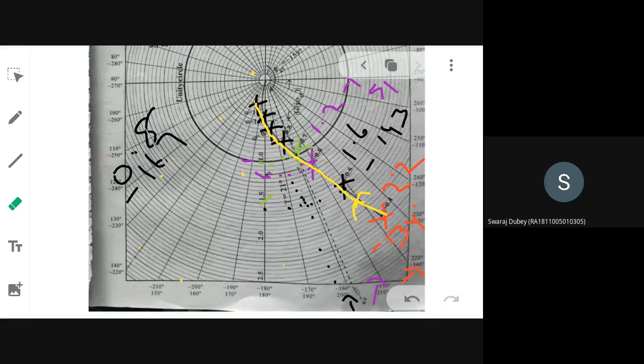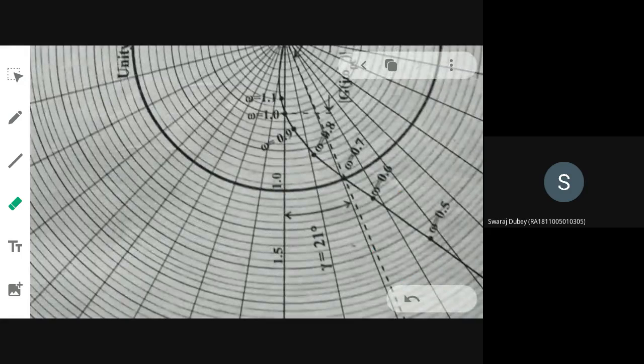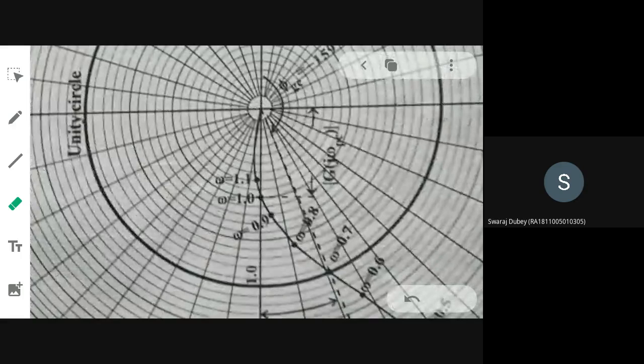Now I will tell you how to find out gain margin and phase margin. Please remember. Shall I clear the page? Now what is gain margin? Gain margin is obtained at what frequency? Phase crossover frequency. What phase angle? 180. Okay.